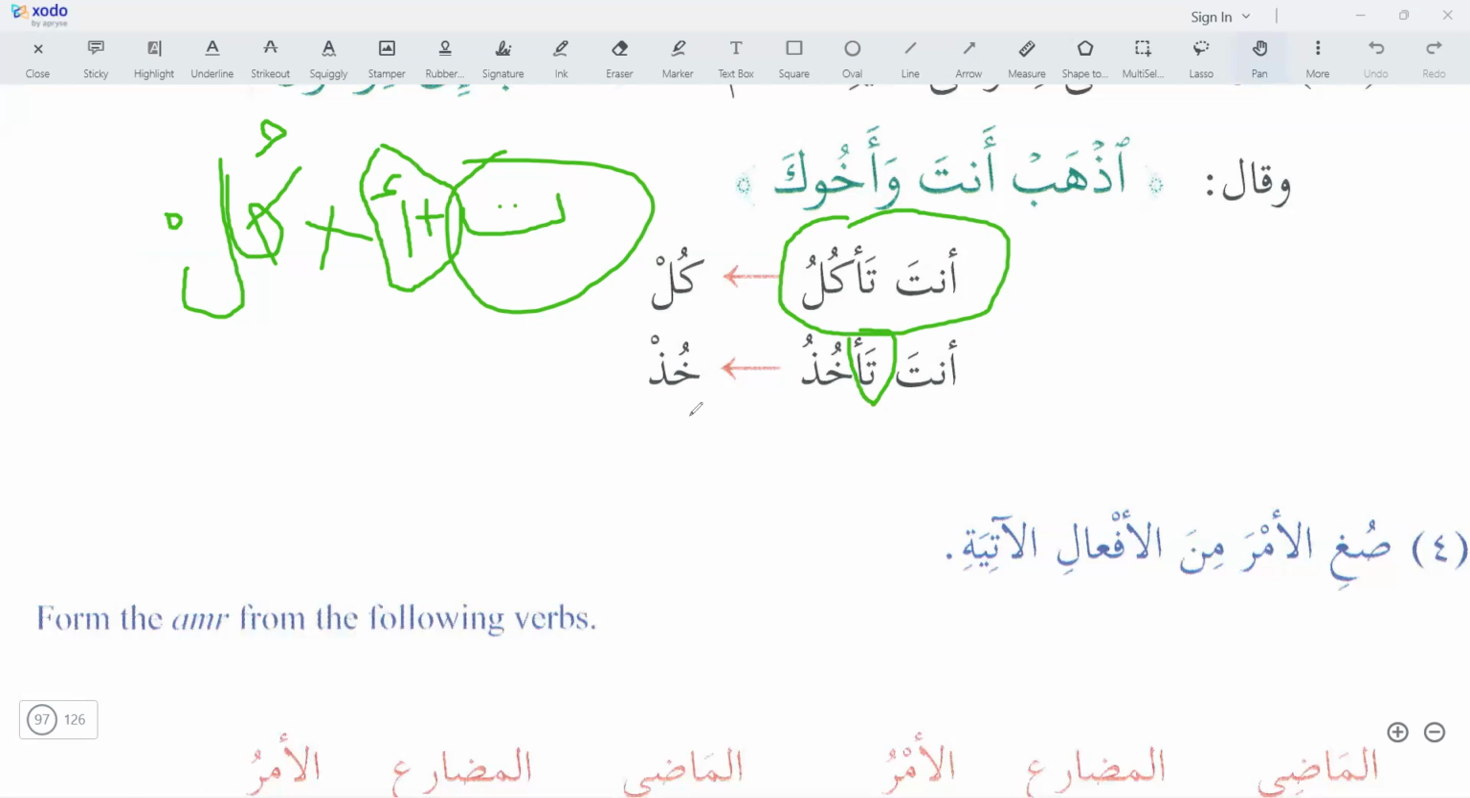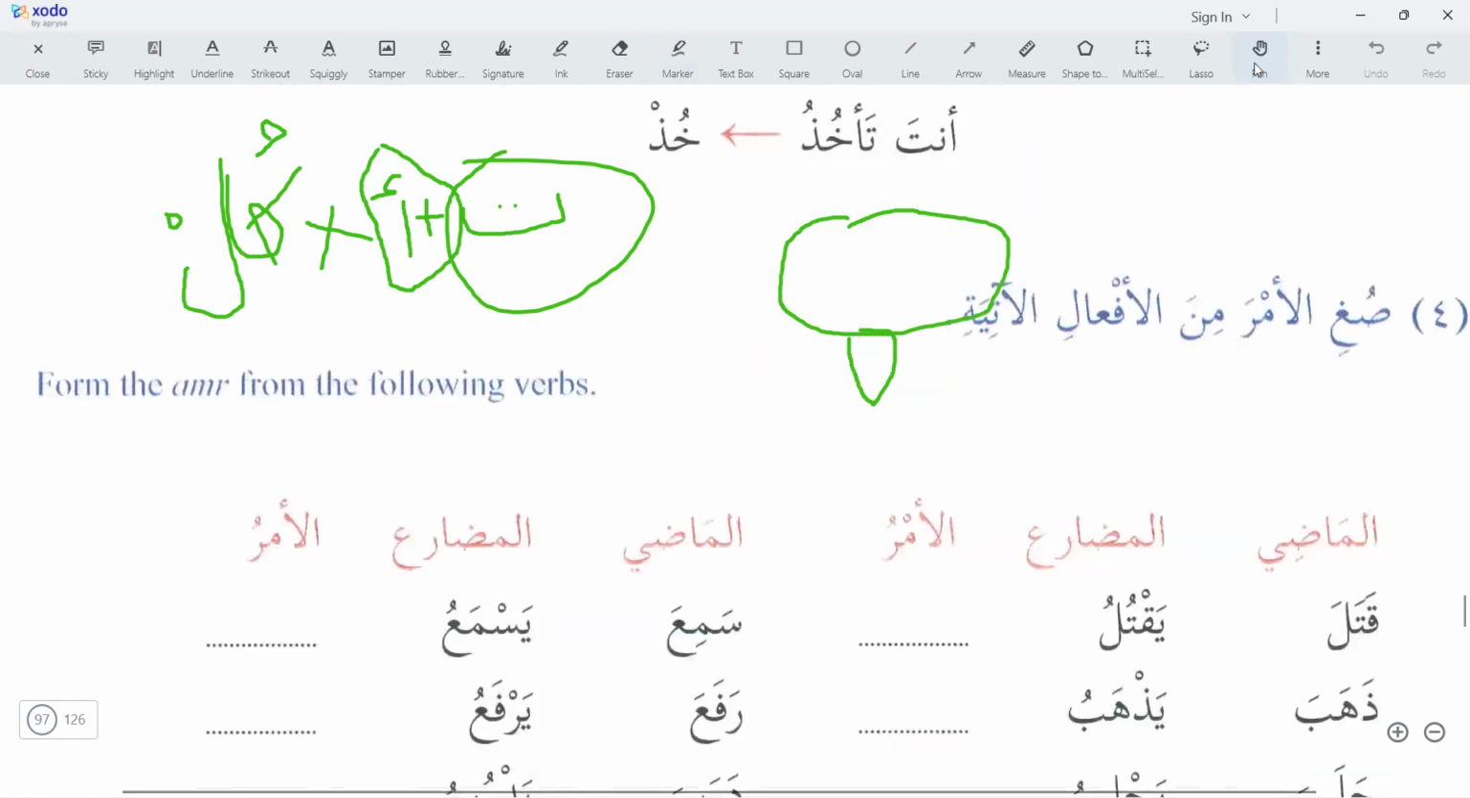This hamza we call ataf, we call it zaif, weak letter. Hamza, ya, and waw are the weak letters, but we call them ataf. Hamza, waw, and ya, we can delete according to our need to make things easy.